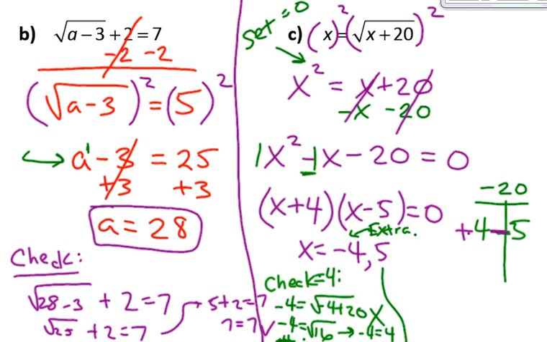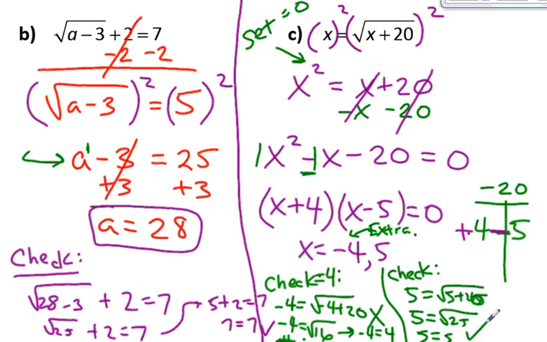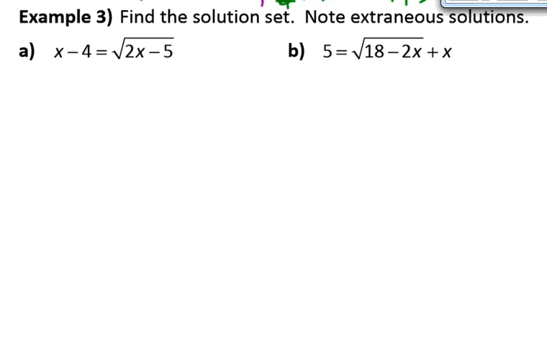All right, now if you check x equals 5 in my equation, you get 5 equals the square root of 5 plus 20, and you can see where this is going. We have 5 plus 20 is 25, therefore 5 equals 5. That does work. So negative 4 is an extraneous solution, so 5 is my only real solution for this problem. Okay, we're just going to try a couple more and then we're done.